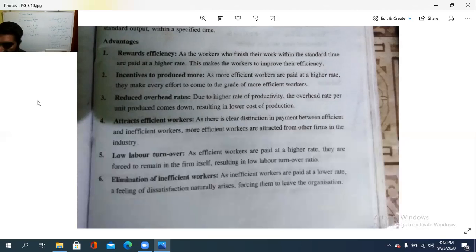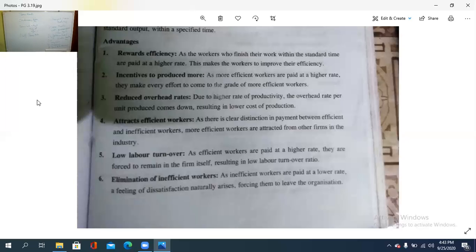So attracts efficient workers. Low labor turnover, because nobody is going to leave this company. In such a case, there is low labor turnover also. That is, the employees are there and the number going is very low. That is the low labor turnover ratio. As the efficient workers are paid at a higher rate, they are forced to remain in the firm itself, resulting in a low labor turnover ratio.